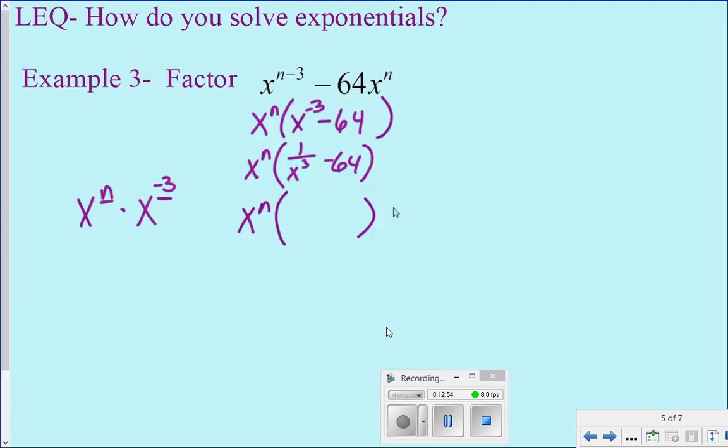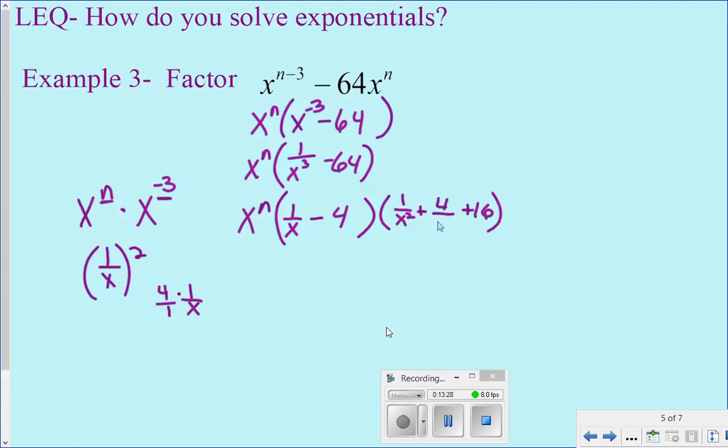So I have a binomial and a trinomial. The cube root of 1 over x cubed is 1 over x. The cube root of 64 is 4. That's a minus sign. And then I'm taking 1 over x, and I'm squaring that quantity, which is going to give me 1 over x squared. Squaring 4 gives me 16. This is a plus sign. And lastly, I'm doing 4 times 1 over x. And if you want, you can put that 4 over 1. Multiplying straight across gives me 4 over x is my middle term. And now I can't factor that any further. That is my final answer.